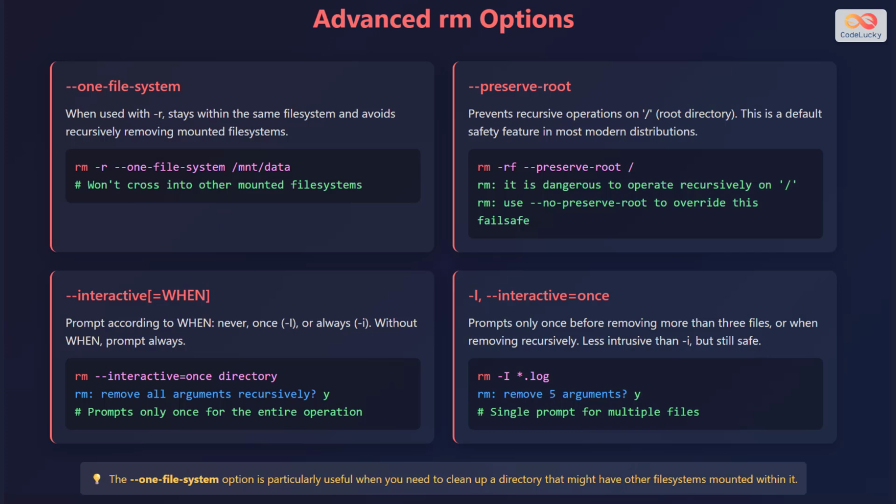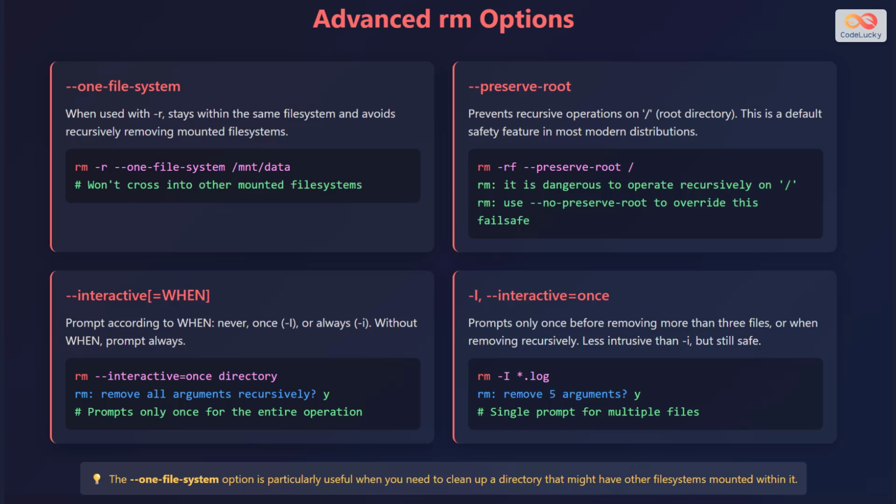The --interactive=WHEN option prompts according to WHEN: never, once, or always. Without specifying WHEN, the prompt is always shown. The -I or --interactive=once option prompts only once before removing more than 3 files, or when removing recursively. This is less intrusive than -i, but still provides a safety net.